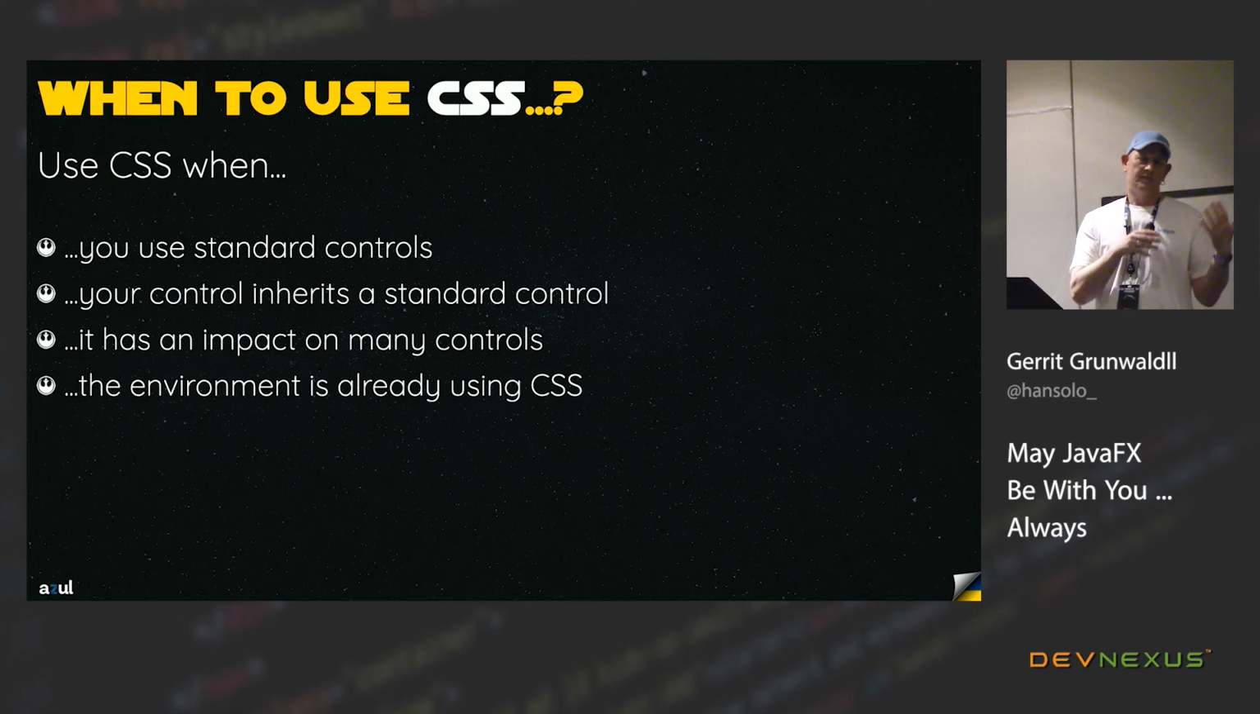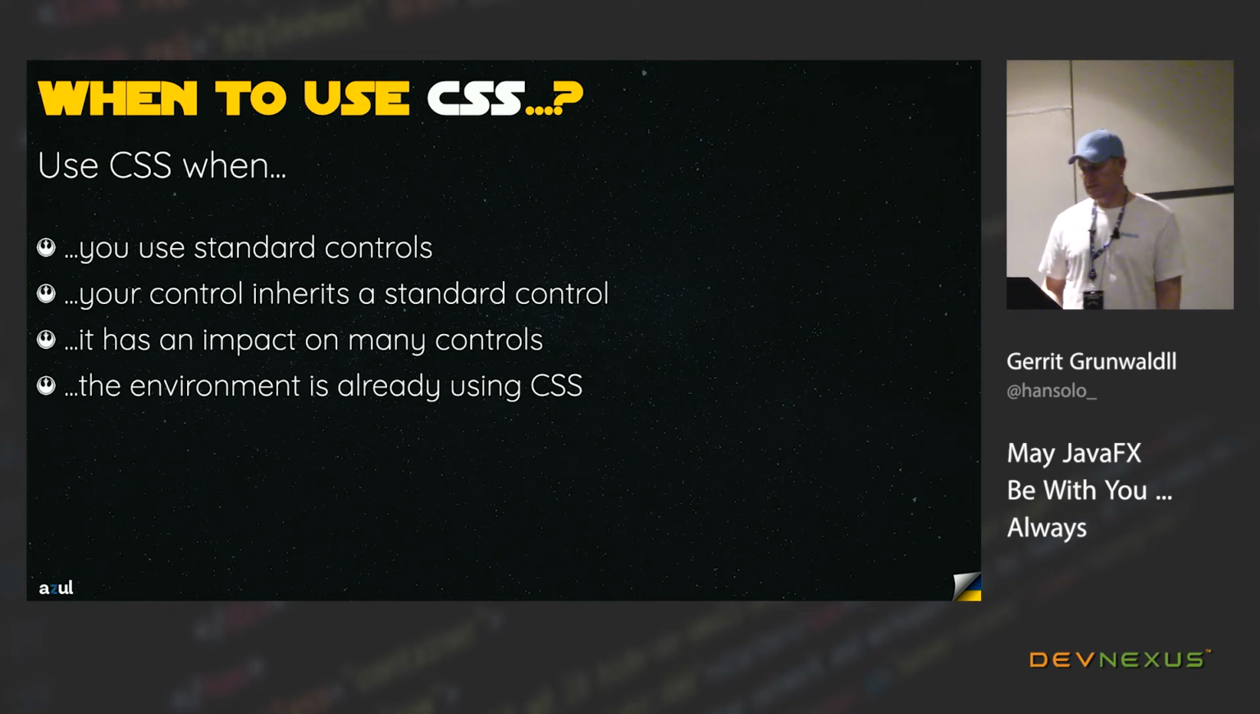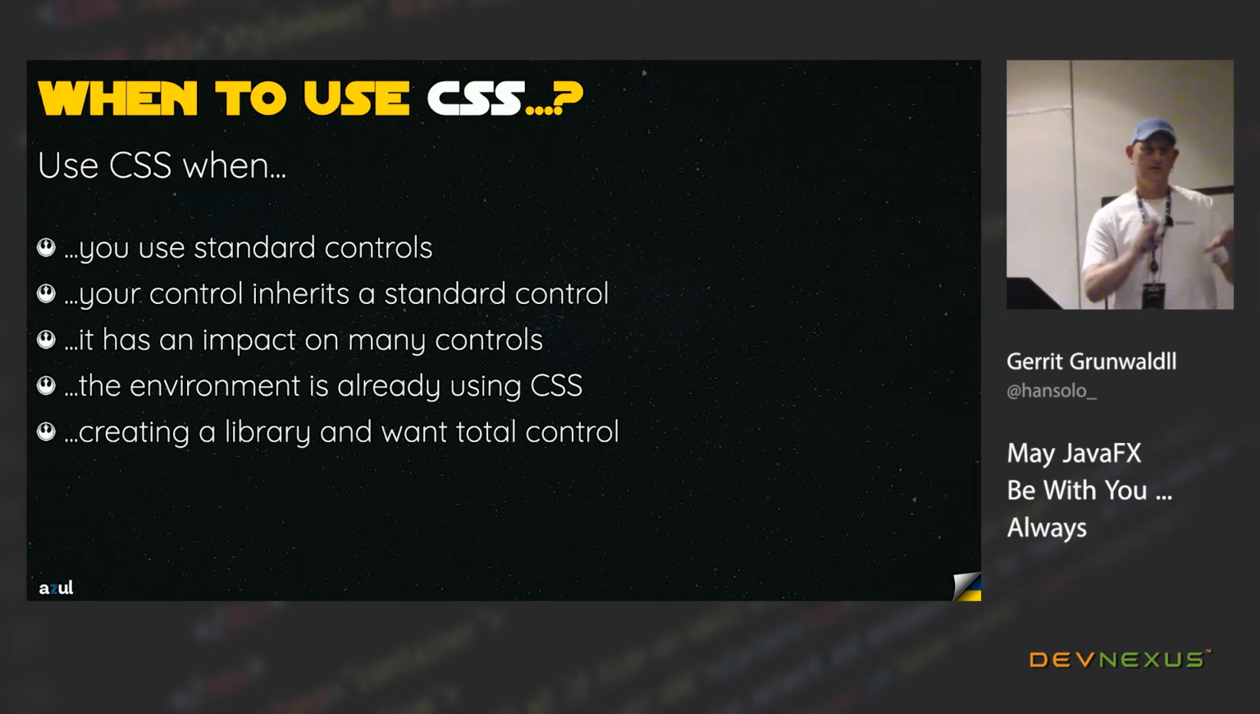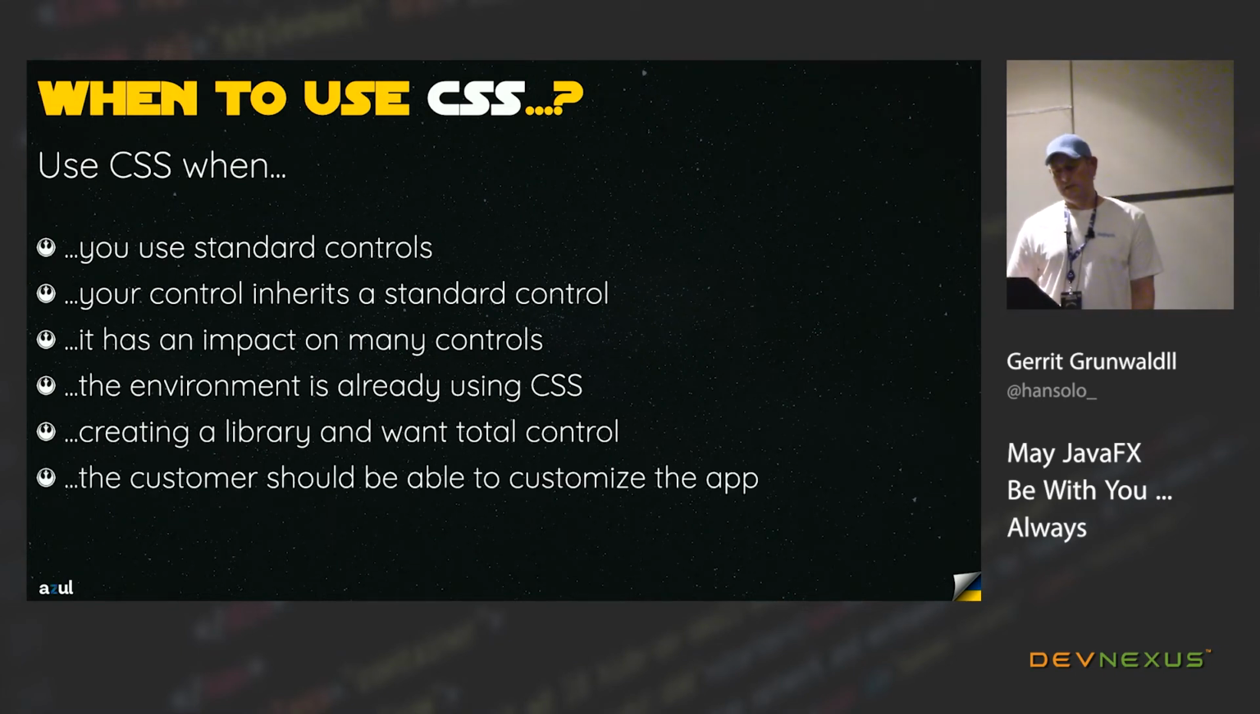If your environment is already using CSS, of course, then you should stick to CSS and not say, no, my stuff doesn't use CSS. Creating a library, I already mentioned, makes it easy for people to change stuff afterwards, because they can just load a different CSS file to the application and make your controls look different. So that's quite useful. If a customer would like to shape the application or customize it, of course you should use CSS.